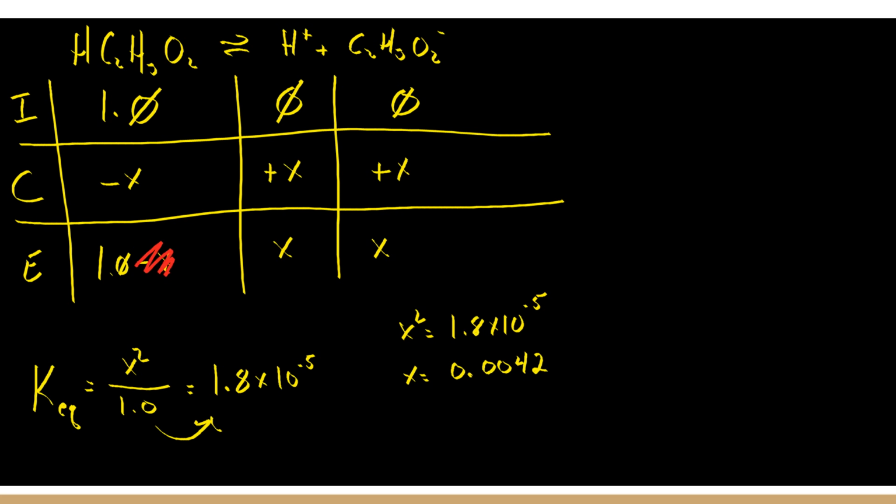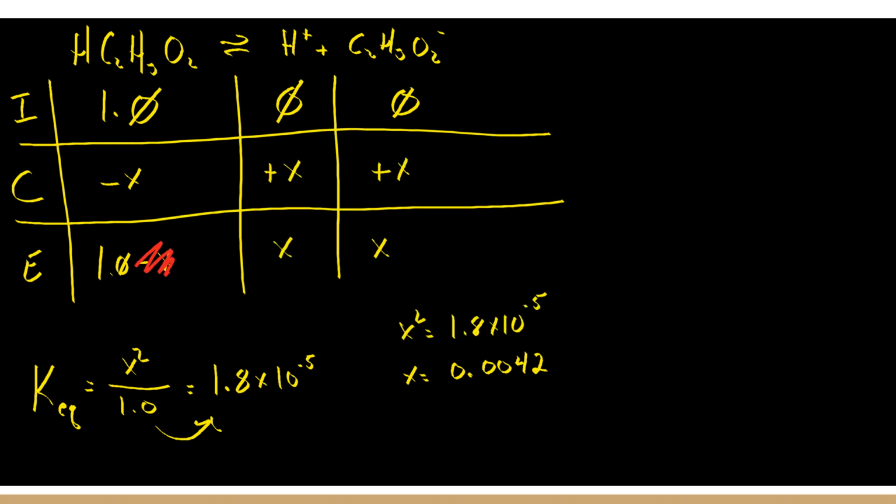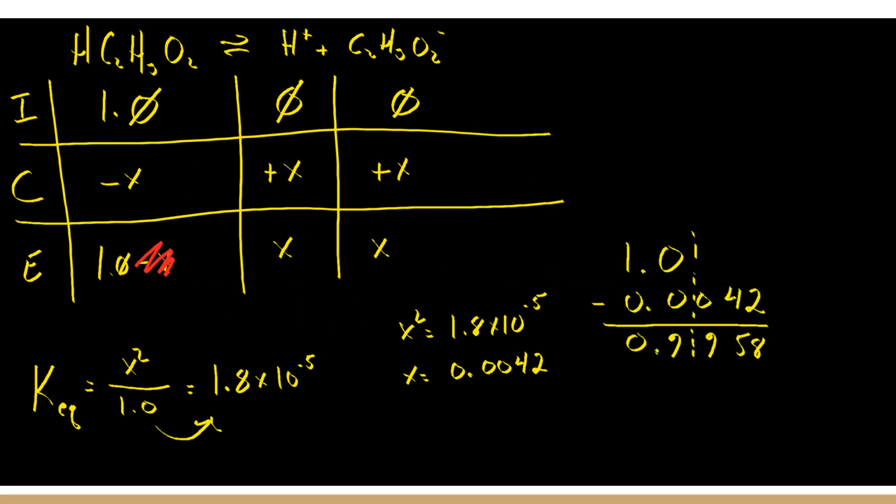Now that we found this, before we assume everything is A-OK, nice and simple, let's go ahead and double check, make sure that x actually is nice and negligible. And what we do is we just say 1 minus x. Is that going to show up at all? So 1.0 minus 0.0042. When you do the math, you get 0.9958, and then yeah, that rounds off to 1.0.